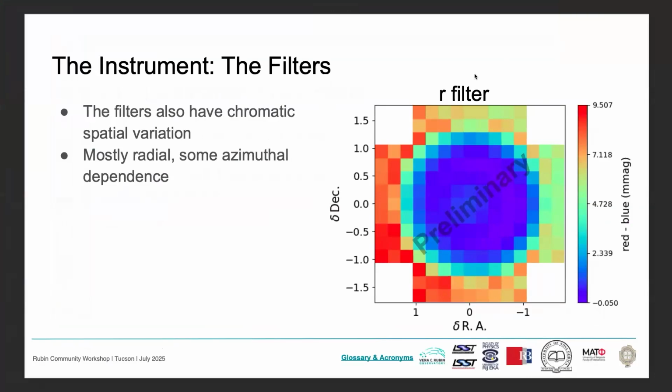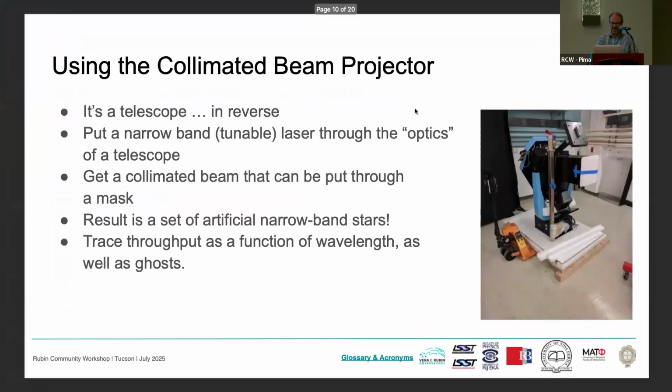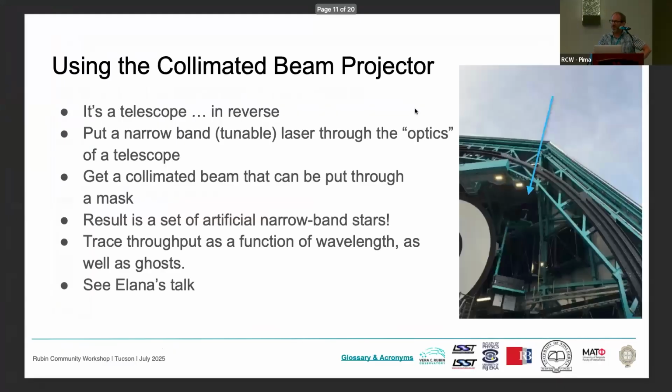Yes. Okay, great. Thanks. So the radial dependence in the R filter is about 1% chromatically. This is the chromatic term again. And there is a little bit of azimuthal dependence as well. And each of the filters is its own special thing. So I'm just going to skip over the collimated beam projector. That is something that Alana will be doing.